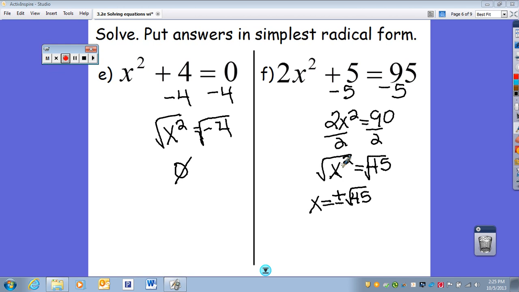But we have to remember to take a look at our radical and to be sure that it's in simplest radical form. So if we are to make a factor tree for 45, we remember that that's 9 times 5 and 3 times 3. So since we have a pair of 3s, the 3 can come outside of the radical. So we have plus or minus 3 square root of 5.